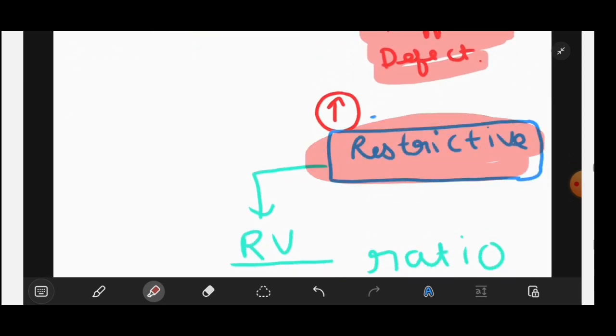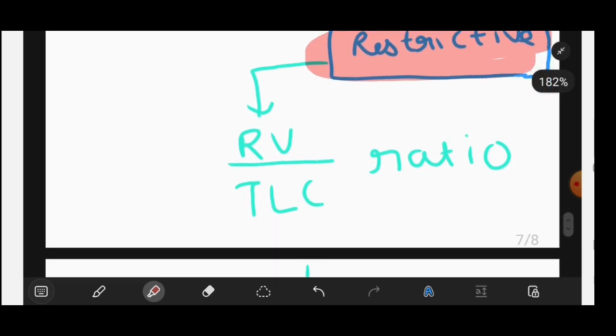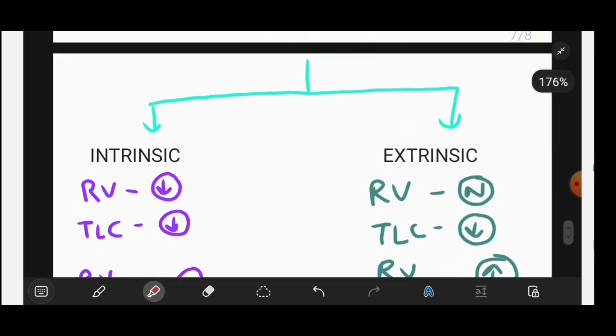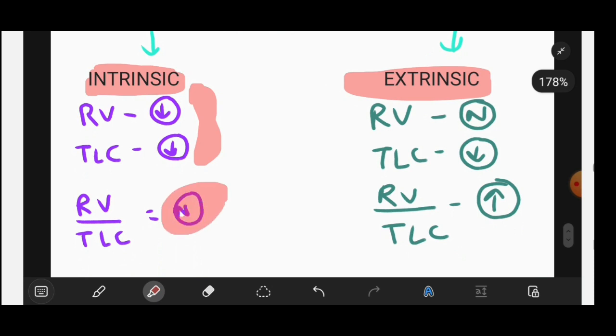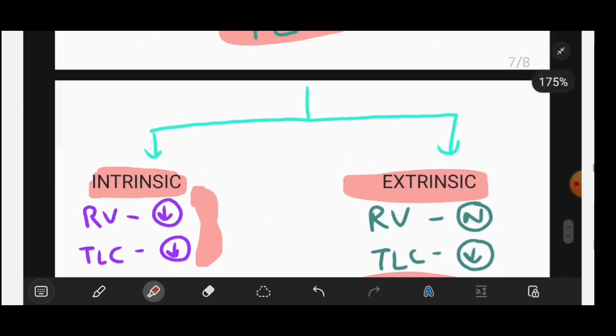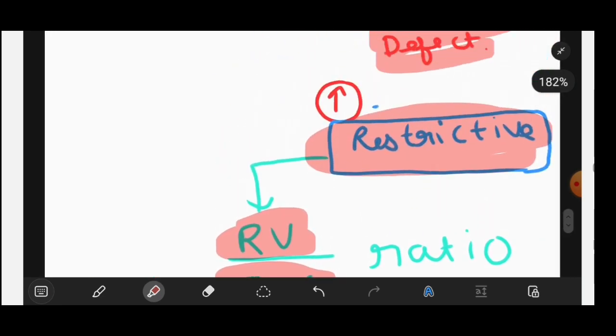Now we prefer another ratio, that is residual volume upon total lung capacity. This ratio tells us the difference between intrinsic restrictive lung disease and extrinsic restrictive lung disease. For intrinsic, both residual volume and TLC are decreased, but the ratio will be normal. So it will be the intrinsic restrictive disease. But in the extrinsic, this ratio will be increased. So you can differentiate between these types of restrictive lung diseases.